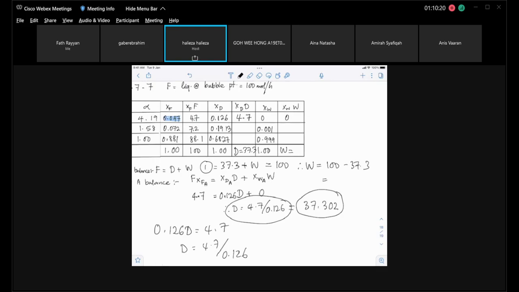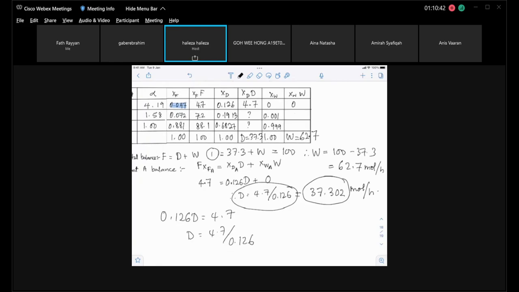What is that? I got 62.7 kmol per hour. Okay, write down your unit, you have to write down your unit. That's 62.7. So you kind of know what is going to be the rest of the values in the cells in the table, so you should be able to calculate that.